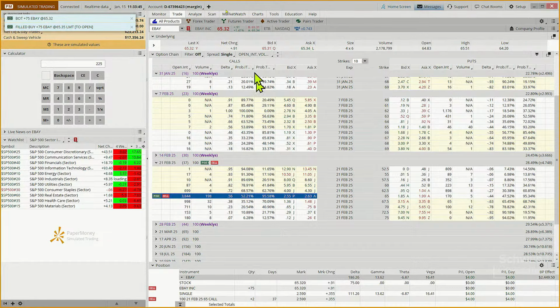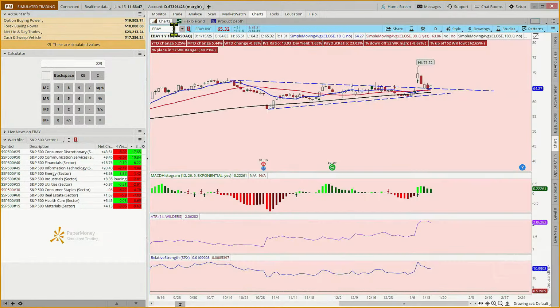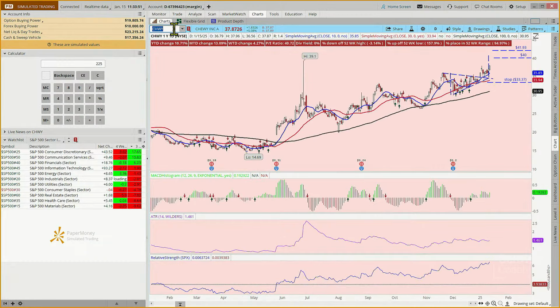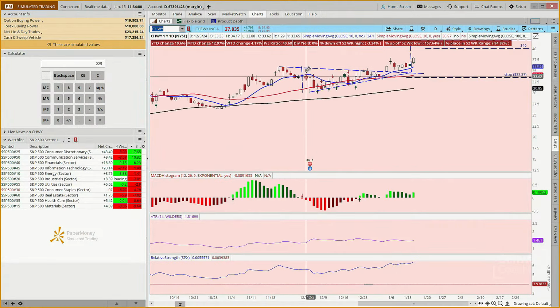Okay, so let's look at Chewy. Yesterday we did a trade on Chewy, and we looked at this pennant pattern. The reason we have these lines here is that if you want to place a target on something, you can measure the width of the pennant and then put your target above.